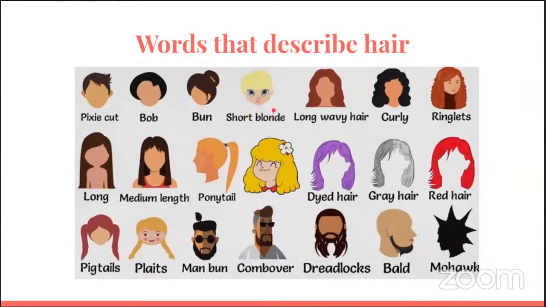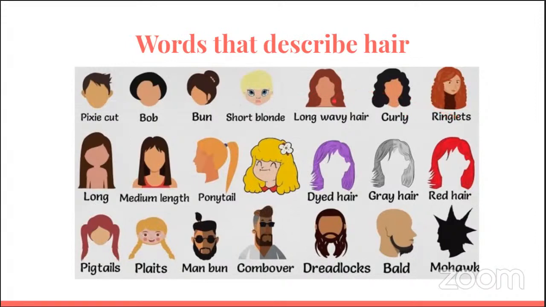Short blonde. We're now here. We are not just mentioning the type of the hair, the length. We are also talking about the color. All right, blonde. Here, long wavy hair. Long, we are describing the length, the shape, wavy, and here curly and ringlets.